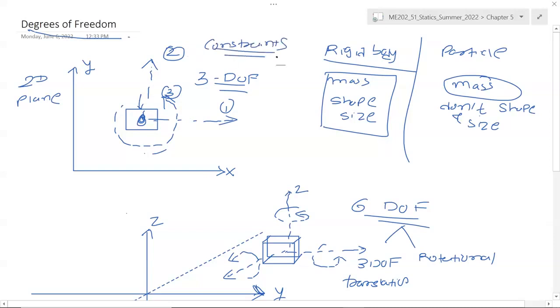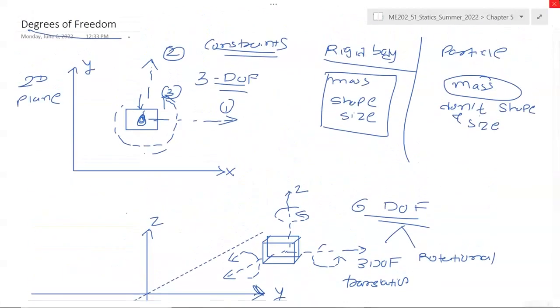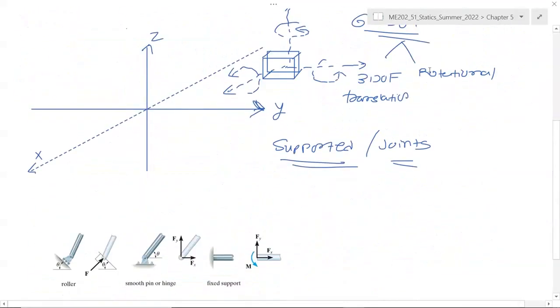Whenever we restrict the degrees of freedom, that means we are introducing constraints. So there are 2 constraints: no translation in x, no translation in y. In the same way, for a 3-dimensional object, at most we can have up to 6 constraints. When an object has 6 constraints in 3-dimensional space, we are restricting all of the degrees of freedom, and then the object cannot move at all. So this is the concept of degrees of freedom and constraints, and based on that we can now define different types of joints or supports.